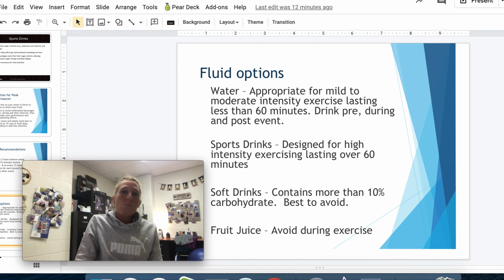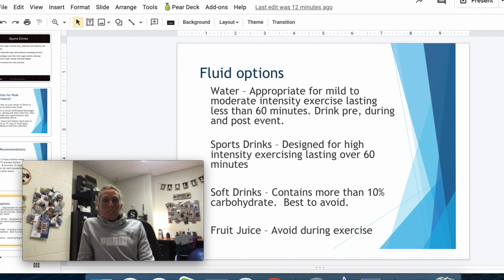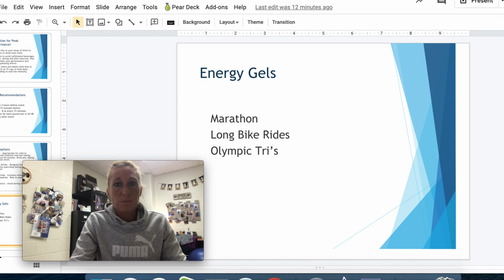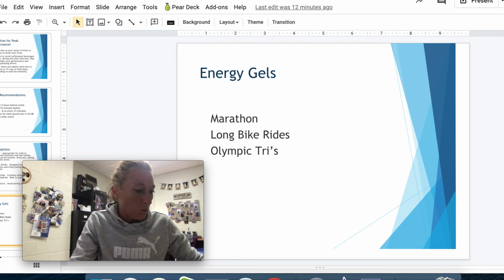Fluid options: water being the best. We talked about the pros and cons of sports drinks. Soft drinks contain as much as 10% carbohydrates, best to avoid them. Fruit juices, avoid during exercise as well. Energy gels are another option if you're on a marathon or a really long bike ride or triathlon. These energy gels might be useful.